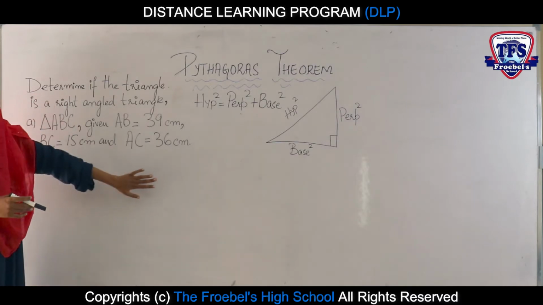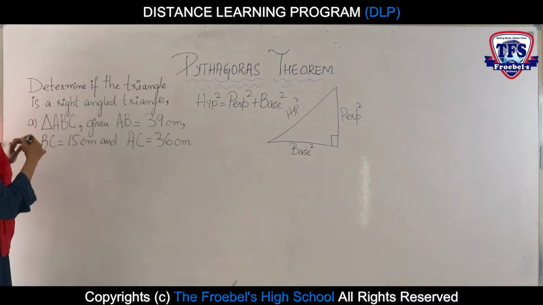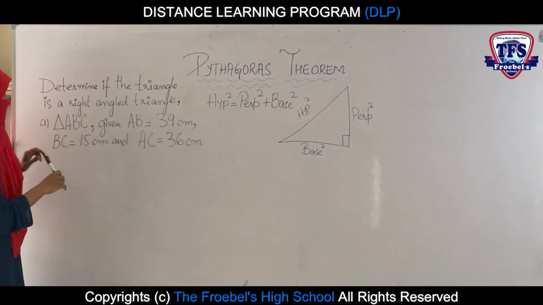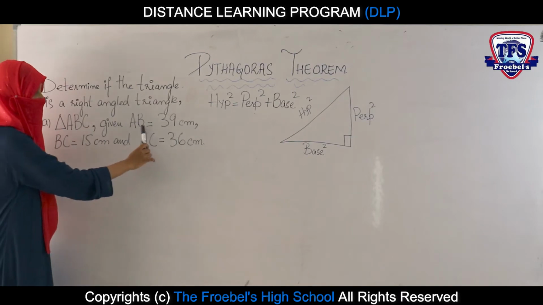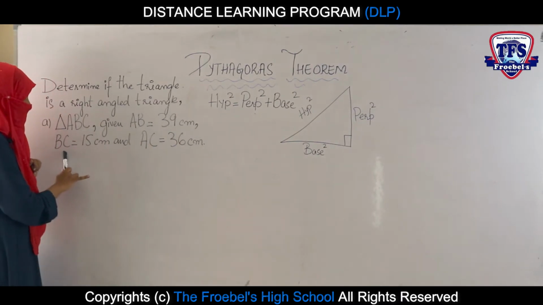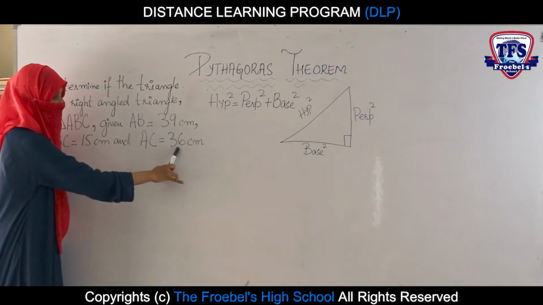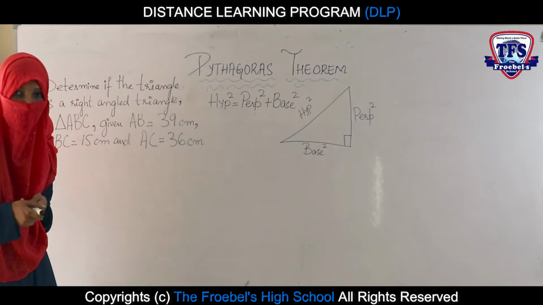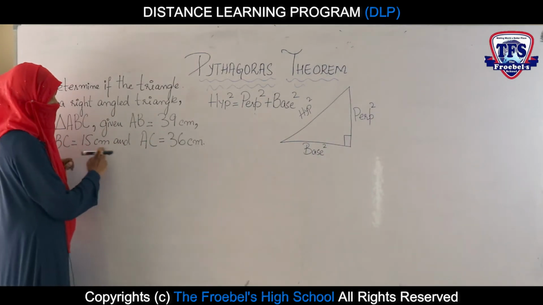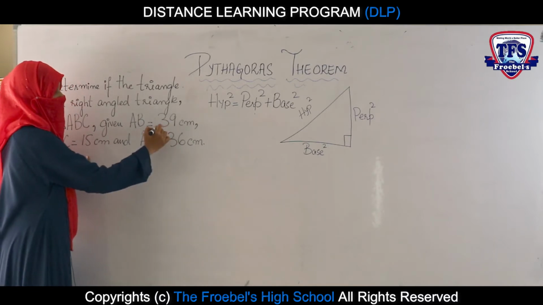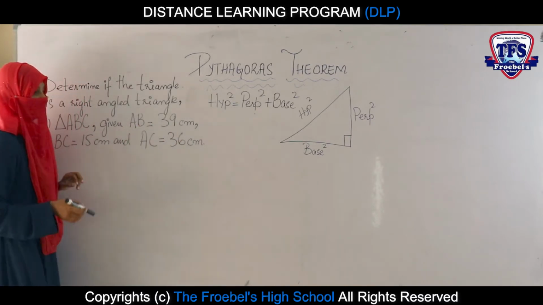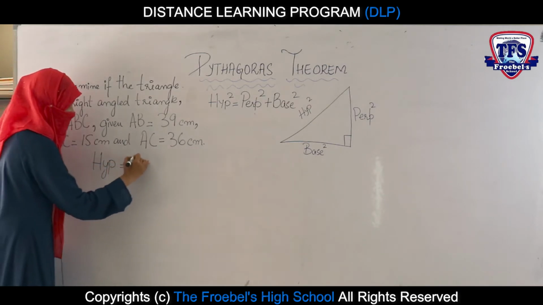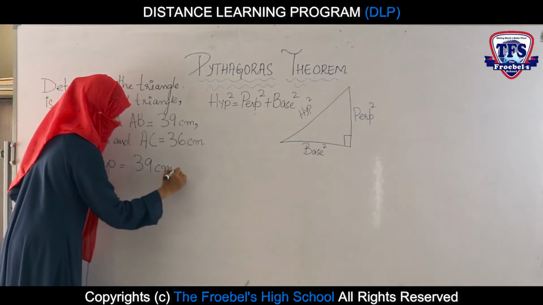Basically, the triangle is not given. Just the question is given: determine if the triangle is a right angle triangle or not. The three sides of triangle ABC are given: AB is equal to 39 centimeter, BC is equal to 15 centimeter, and AC is equal to 36 centimeter. First, we have to notice which one is the longest side. Out of 15, 36 and 39, we can easily determine that 39 is the largest side. So we'll consider the hypotenuse as 39 centimeters.